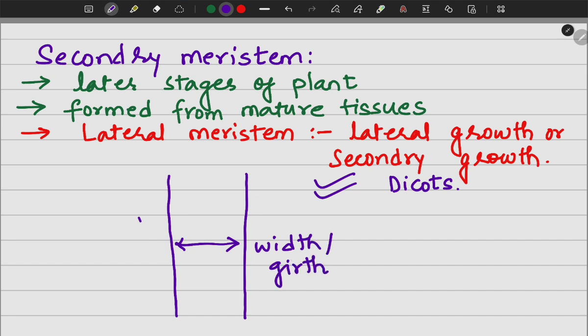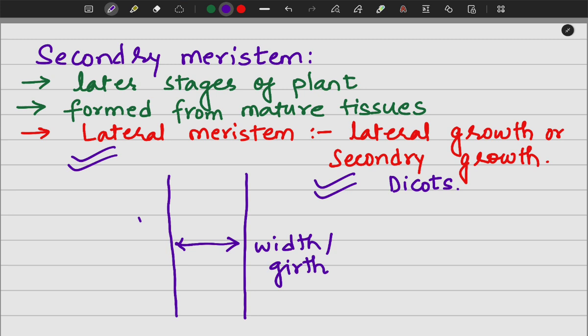Right? So why is this width greater in these dicots? It is because of the secondary growth which occurs only in the dicots. And this type of growth which increases the girth or width of the plants and trees is called secondary or lateral growth, and the meristems which are responsible for this growth are called lateral meristems or the secondary meristems. Alright, and they are formed from the mature tissues at later stages of the plant. I hope this is clear.